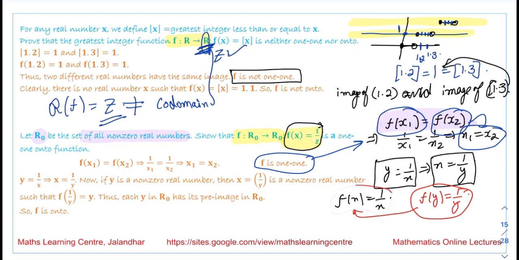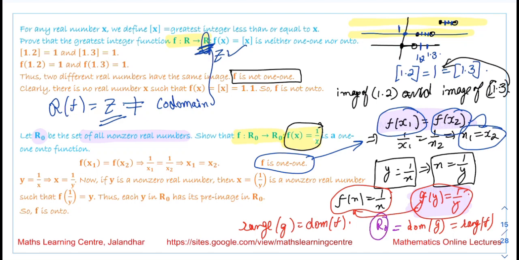basically the inverse function of this function f(x), and suppose we write it as g of y. We know that the domain of the function g is equal to the range of the function f, and the range of the function g is equal to the domain of the function f. Now look at this element over here, g of 1 by y. So what is the domain of this function? That is equal to R0, and that will be equal to the range of the function f.